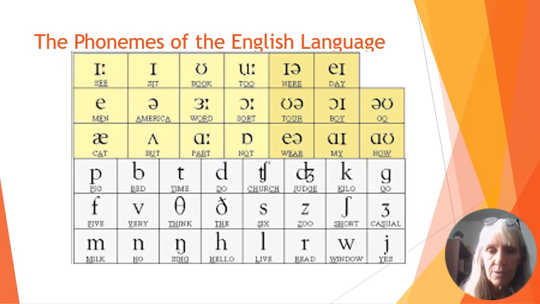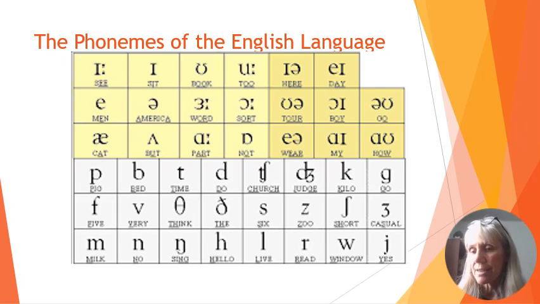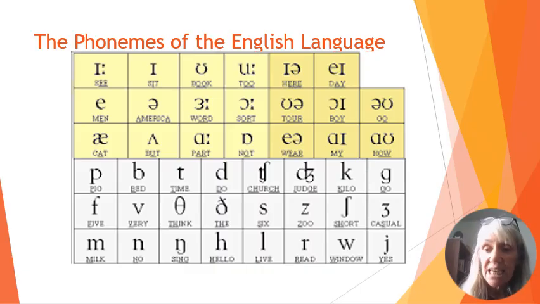Watch my mouth too as I say this, and maybe it'll make more sense later on. Then we have the D sound, D, as in dad. Then we have the Ch sound, Ch, as in church. We're hearing it at the beginning of church and at the end of church. Then we have the J sound, as in judge.